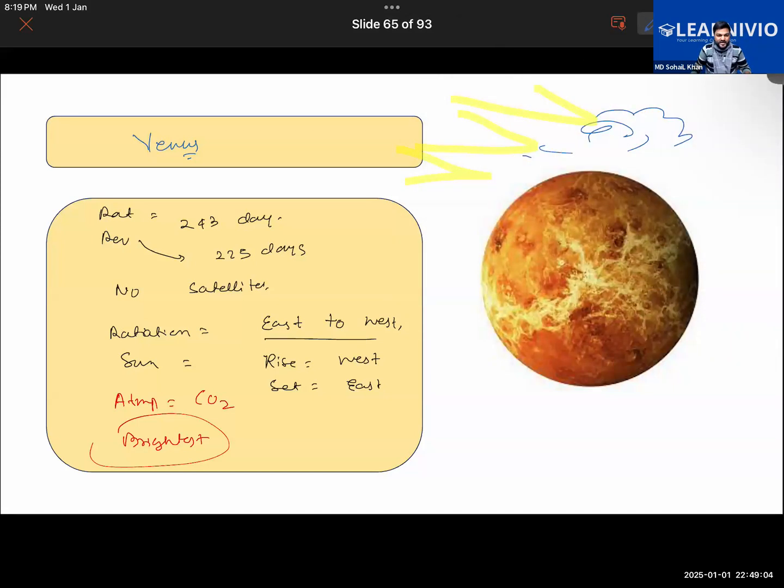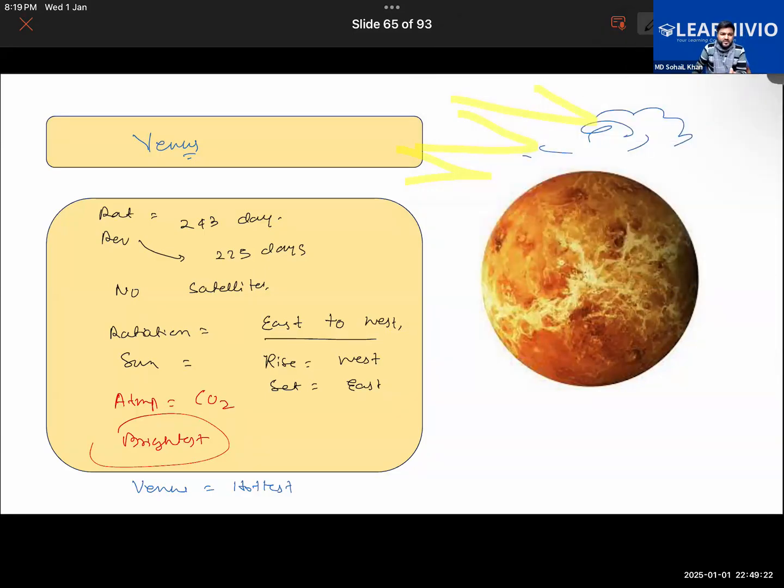Another fact is that though Mercury is the nearest planet to the sun, Mercury is not the hottest. Venus is the hottest planet. Getting it, guys? So Venus is also the hottest planet.